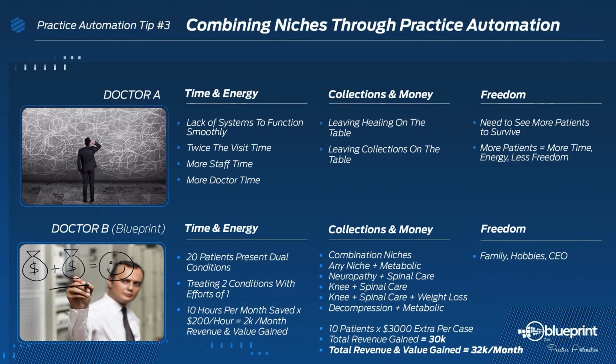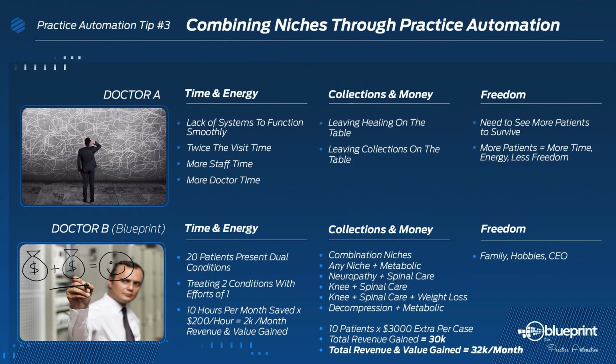Decompression and metabolic, obviously we talked about that before. Adding any metabolic component to a structural problem is easy. 90% of your patients probably need this. So let's do some math. 10 patients times an average of $3,000 extra per case. You're looking at $30,000 per month just by combining niches.